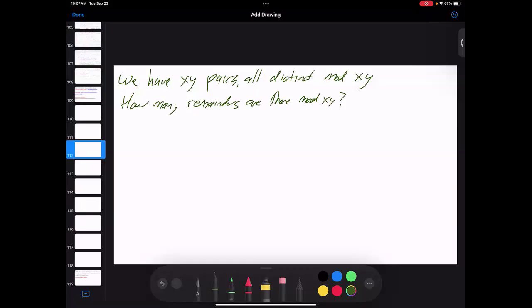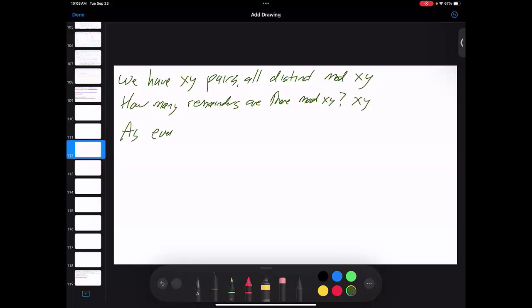If you have a clock with 12 hours, how many possibilities do you have for a number mod 12? 12. If you have a clock with 35 hours, how many possibilities do you have? 35. So if we have a clock with xy hours, how many remainders are there? xy. Everything is distinct.